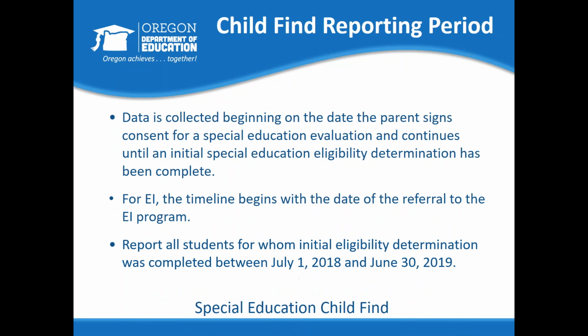Child Find reporting period. So the Child Find reporting period for school age starts the date the parent actually signs consent. And this is an evaluation that's completed between July 1st, 2018 and June 30th, 2019.